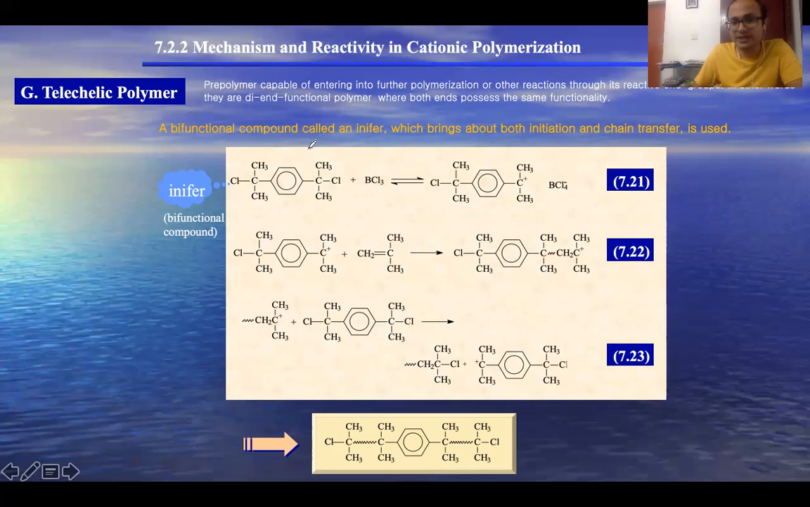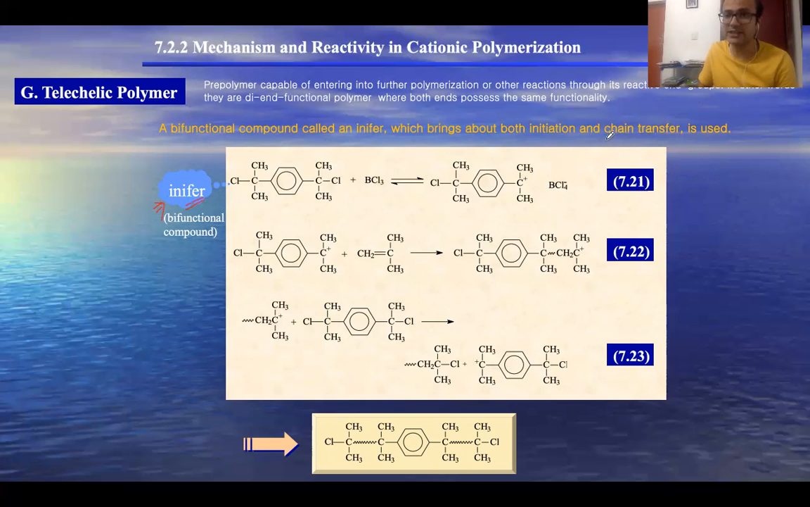Now, another way in which we can use this chain transfer reaction to our advantage is by use of certain bifunctional molecules, which are called Iniferes. Okay, so Iniferes, a bifunctional molecule, bring about both the initiation and the chain transfer reaction. So the Inifer brings about both the initiation as well as the chain transfer reaction.